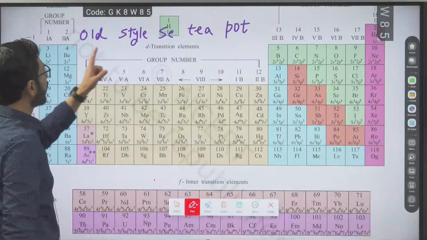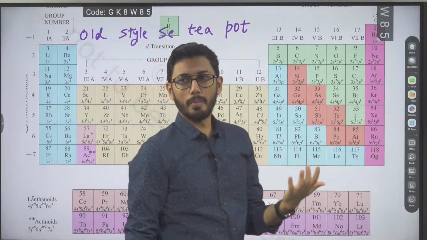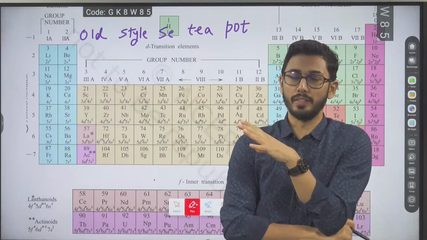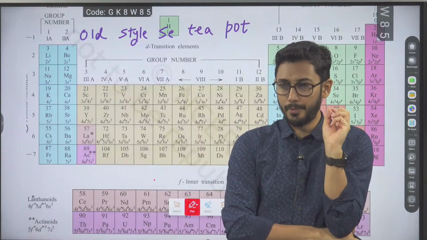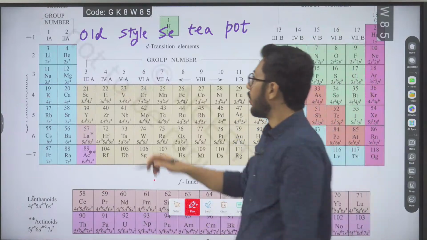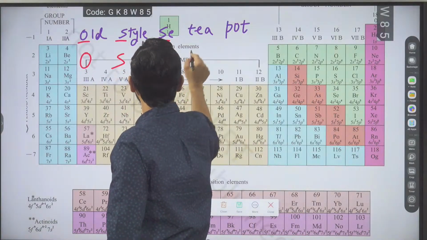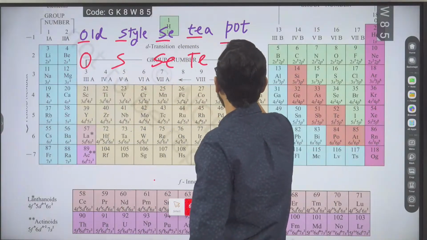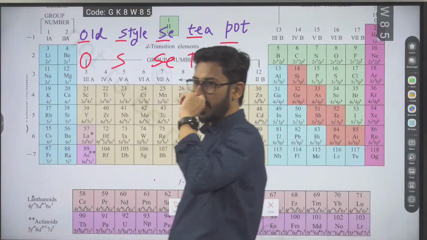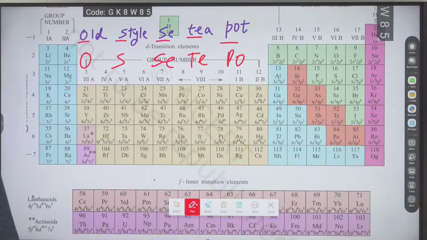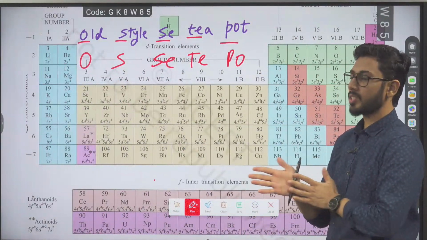So here I have written old style say teapot, that you can remember. In Hindi it is written like old style say tipo, and tipo in Hindi means slang, which is copying. But here I have written teapot: oxygen, sulfur, selenium, Te tellurium and Po polonium. Old style say teapot. One student said, "Oh, Salman Khan selling tea powder." That is also correct, it extracts the right symbols for you.